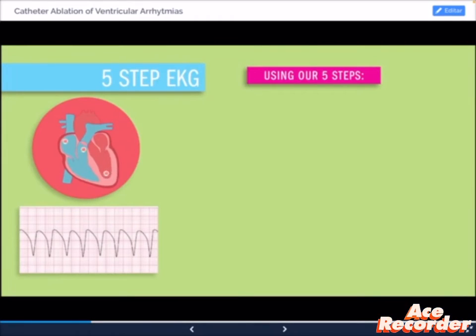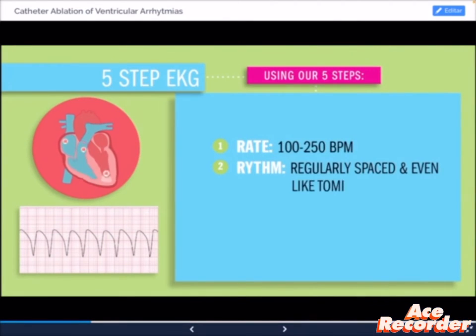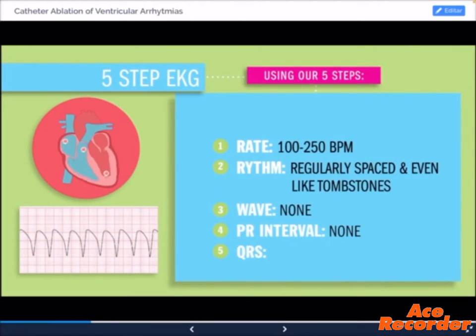Using our 5 steps, let's interpret this EKG. So step number 1, the rate is going to be 100 to 250 beats per minute. It's pretty fast. The rhythm is regularly spaced and even like tombstones, so it's unlike VFib that's chaotic and crazy like fireworks. Now the P wave, there's going to be none because the atria are not contracting. The PR interval, there's going to be none again, guys, because the atria are not contracting. Now the QRS, this is the really big landmark. It's wide and even like tombstones, and not like VFib, where you pretty much have no QRS.